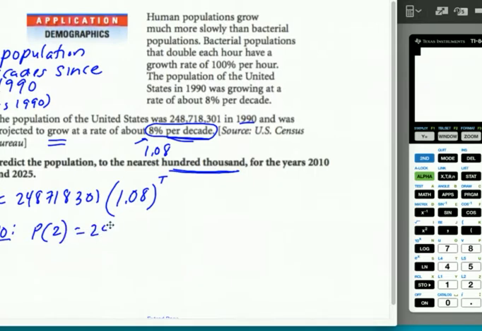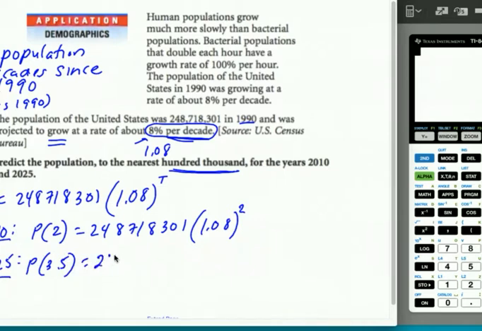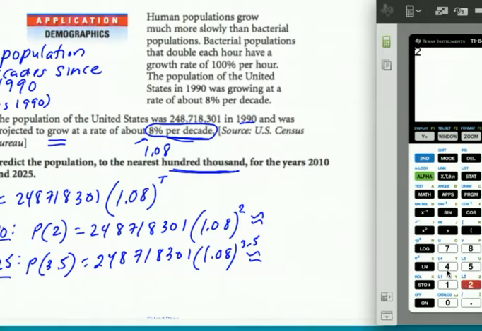So I'm going to type in 248718301 and then 1.08 to the second, right? And then 2025 is 35 years since 1990, so that's going to be 3.5 decades, which is going to mean I type in exactly the same thing, except I change that exponent to a 3.5. Cool. All right, and then we're going to get an approximate value. So let's go ahead and type that in. Be careful typing. It's really easy to accidentally type the wrong number. I've done it myself more than once.